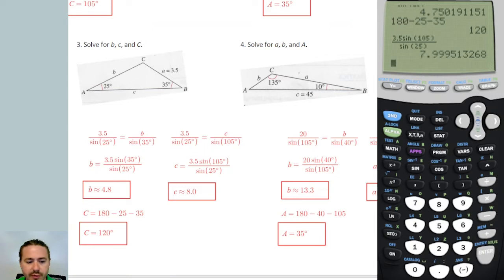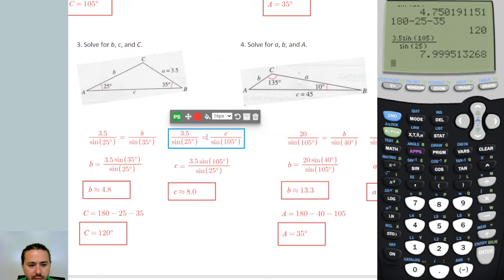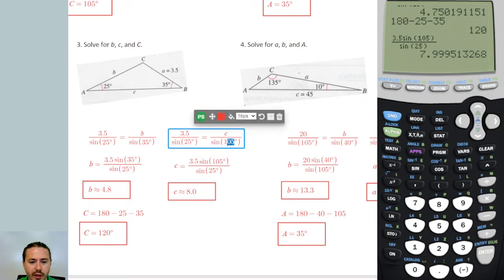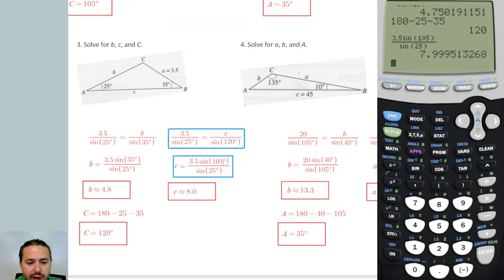Okay, so let's see, we got 4.8, 120, 7 point. Did I type that in right? Hold up. Okay, I made a little mistake here. Let's just back it up because this should actually be 120, not 105. Sorry about that. So that means 3.5 times the sine of 120.